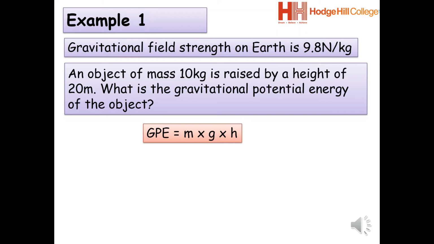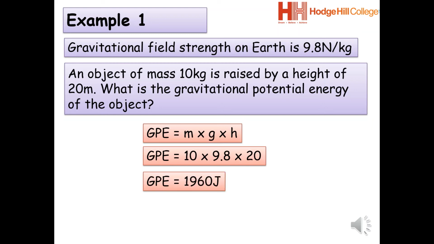Then on the line underneath that, you put the numbers from the question to replace the symbols. So you put the numbers for mass, gravitational field strength and height. So 10 times 9.8 times 20. All of those numbers we have been given in the question. And then finally on the third line, we put our answer, 1960, and we make sure that we are including our units, which is joules. Remember, this is our standard for setting out our working out and for doing our calculations.